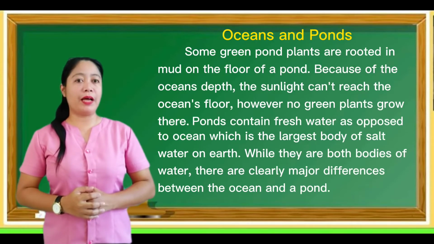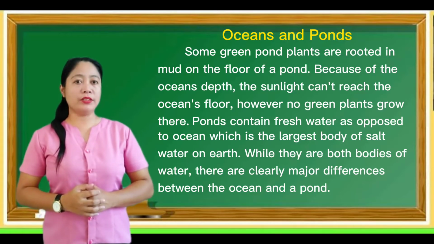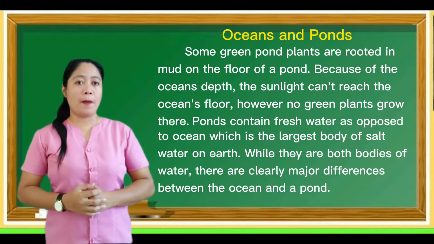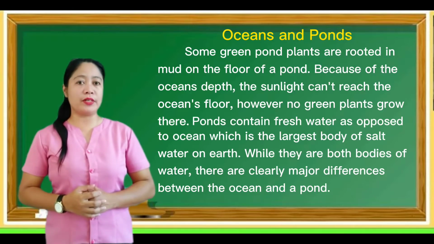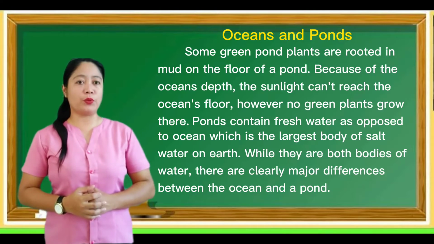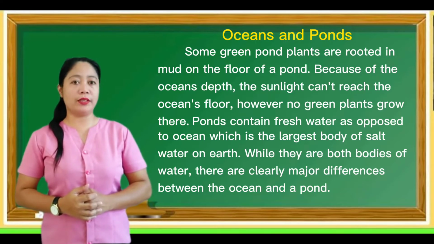Some green pond plants are rooted in mud on the floor of a pond. Because of the ocean's depth, the sunlight can't reach the ocean's floor. However, no green plants grow there. Ponds contain fresh water as opposed to the ocean, which is the largest body of salt water on Earth. While they are both bodies of water, there are clearly major differences between the ocean and a pond.